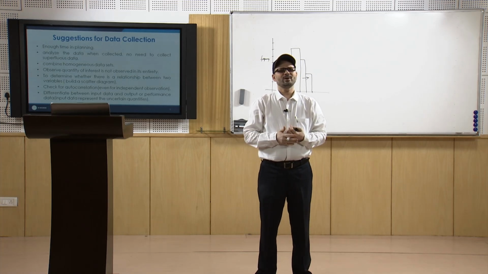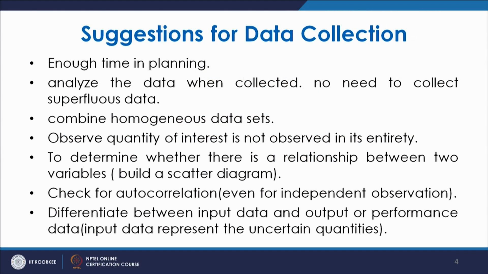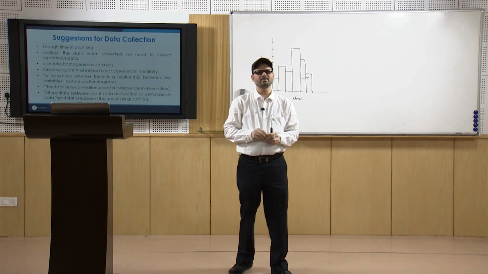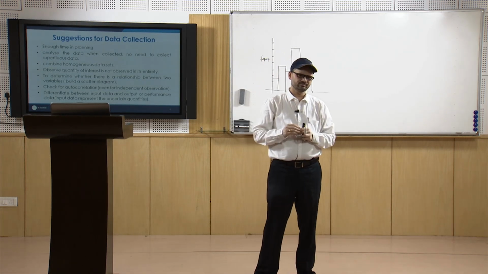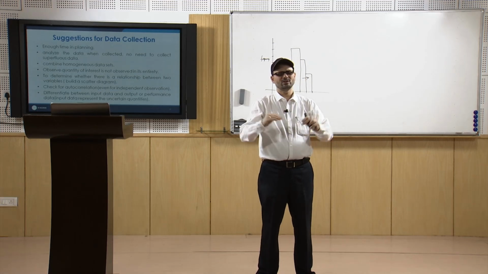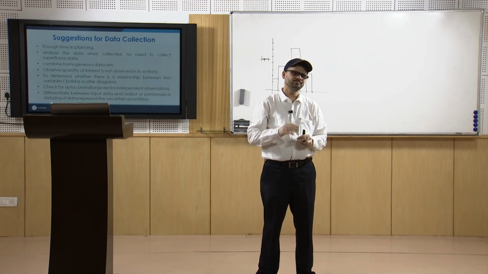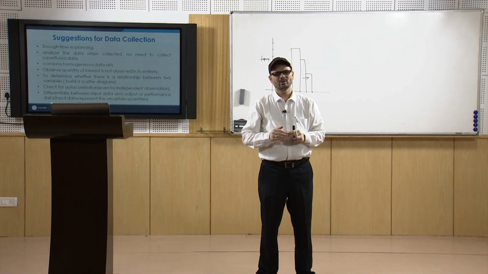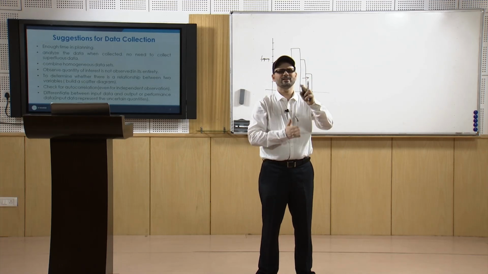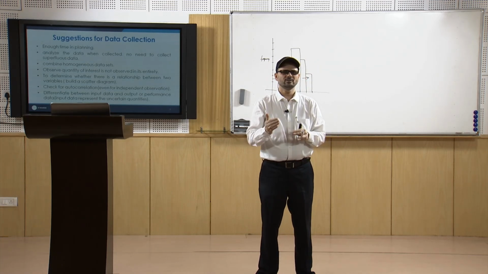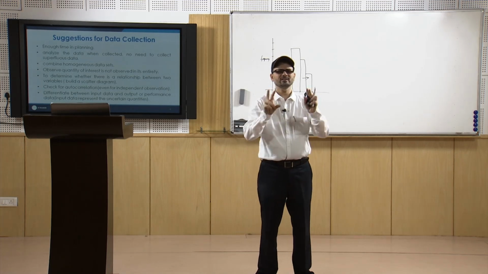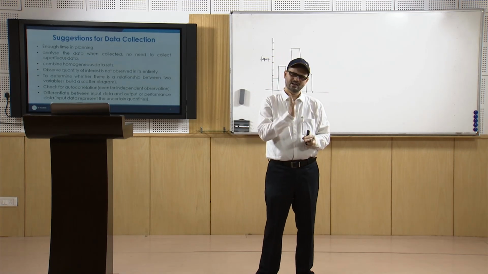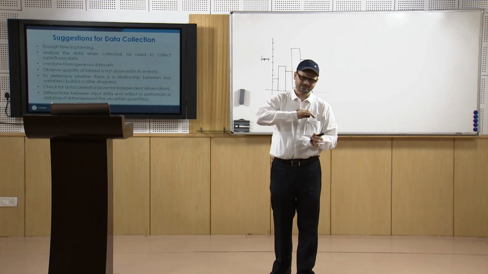To determine whether there is a relationship between two variables. When you are taking two variables, using the scatter diagram you can see whether they are related or not. So, using the scatter diagram you can see their relationship, whether they are uniform or related in such a way that when one increases, the second also increases, or one decreases, another also decreases. You can see that by looking at the slope of the lines which you are getting.